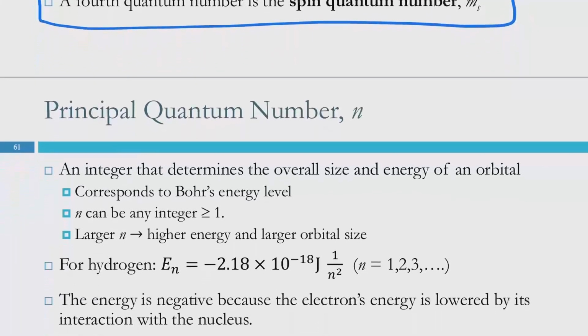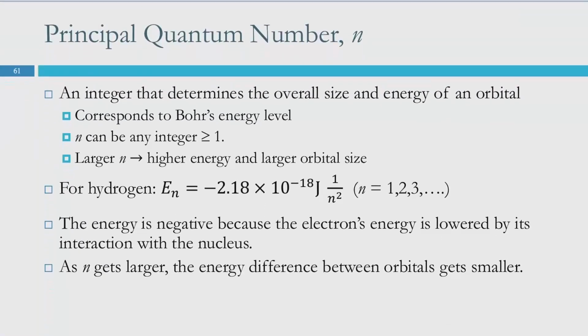All right, our biggest quantum number, the principal quantum number. Principal, like the head of the school. Same idea? This is our big quantum number. This is like orbits in the Bohr model. This determines the overall size and energy of the orbital. n is any number that's greater than or equal to 1.